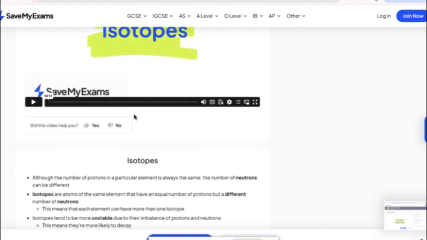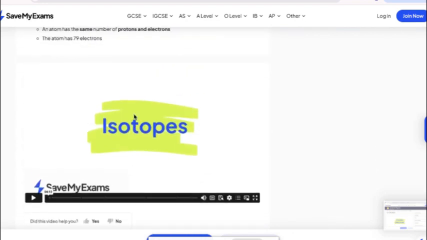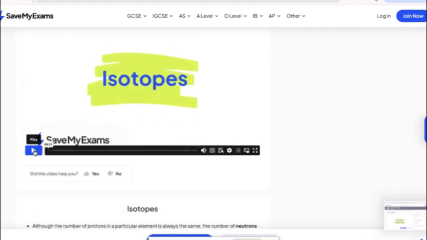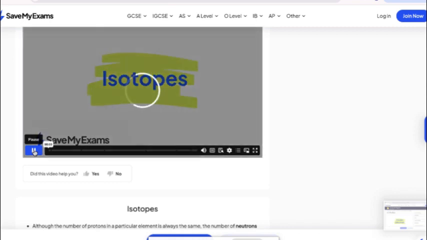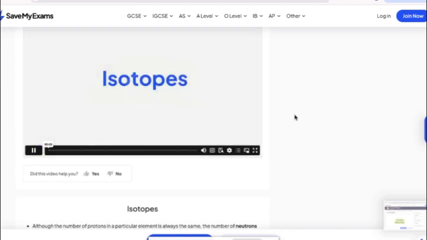And then before we call it a day, let's take a look at isotopes. And let's listen to this tutorial for isotopes briefly. Okay? Let's listen to this tutorial for isotopes.